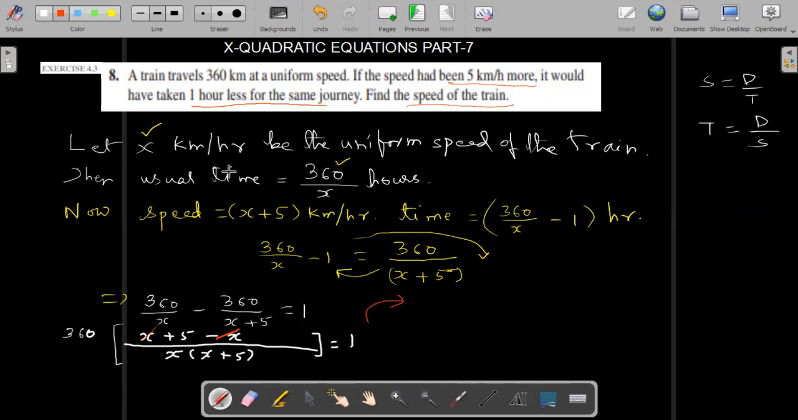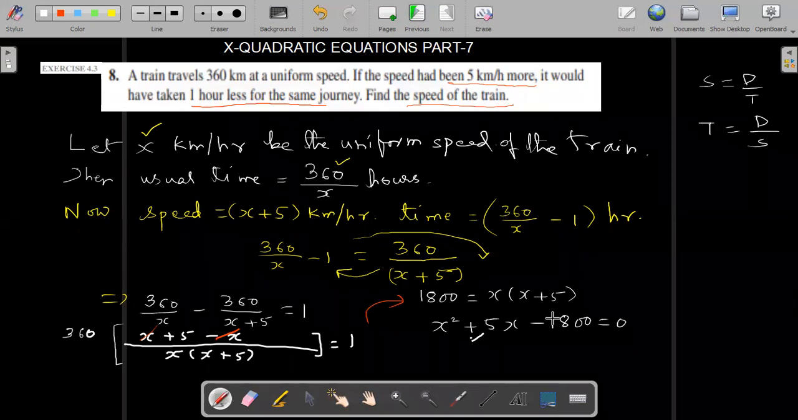So after this I will write here 1800 as the numerator. The denominator will multiply on the right hand side, it will become x into x plus 5. So we get the quadratic equation. Multiplying, we get x square plus 5x, and this 1800 will be shifted to the right hand side, minus 1800 is equal to 0. Correct, this is your final equation.